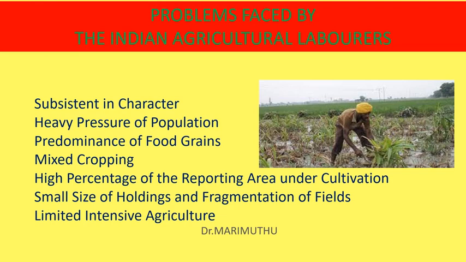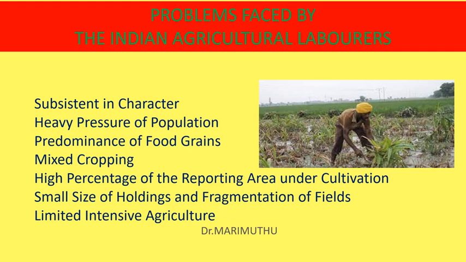Here we go to see the problems faced by Indian agricultural laborers. As I already told you, they are facing so many practical problems, and the subsistence character of agriculture is the first and foremost problem. The second one is heavy pressure of population. The majority of the population depends on agriculture. It is also a problem. And the predominance of food grains: they are all producing food grains and following mixed cropping. It is one kind of problem faced by Indian agricultural laborers. And a high percentage of reporting area under cultivation comes under the problems faced by the laborers. Small size of holdings and fragmentation of fields is a major problem faced by Indian agricultural laborers.